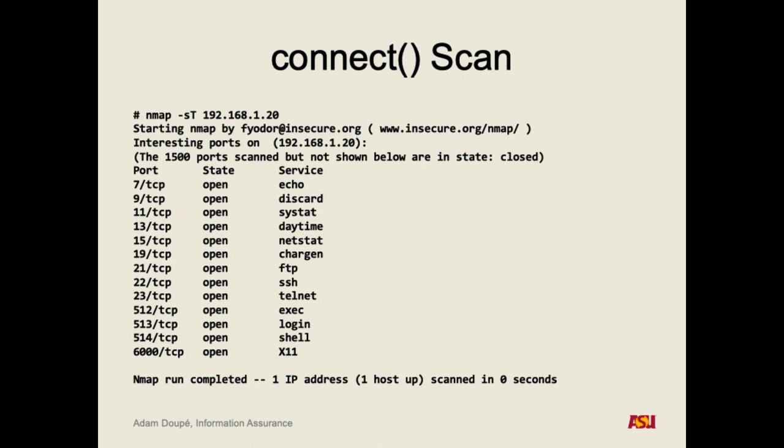Okay, so now how can we make this faster? What bit of information for each port are we trying to learn? Is there an application listening, exactly? At what point through this process do we learn that bit of information? When they reply to our SYN request. Right, when they reply with a SYN ACK. We don't actually need to reply with our final ACK to start that communication.